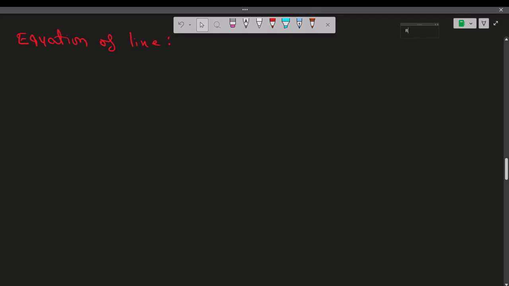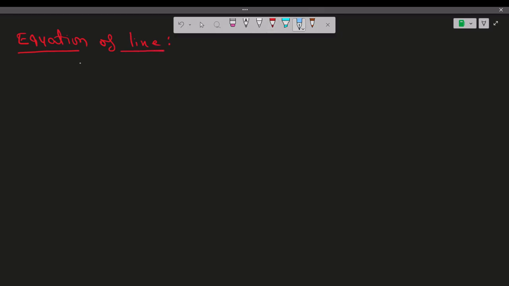Okay, so today we will start with equation of a line. In the last class, we learned about finding the gradient of a line. So let us start with this. First we have to understand what does equation mean? Equation of a line, what does equation mean?